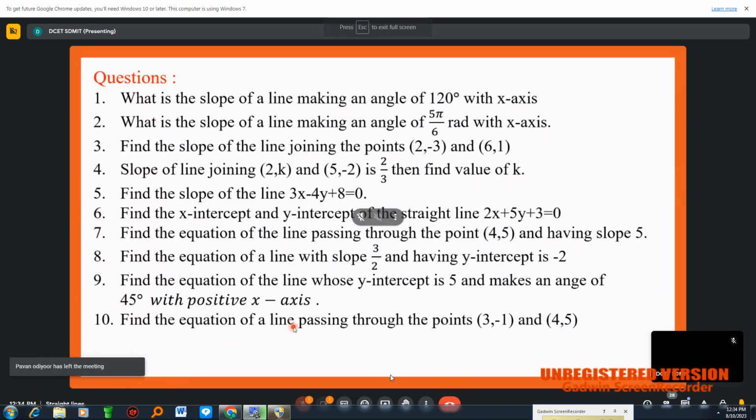So for the last one, the answer is 6x minus y minus 19 is equal to 0.